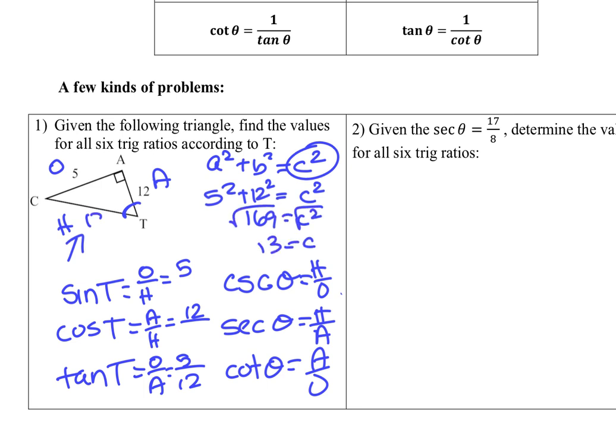Now, we're, of course, going to get radicals here, but I'm just choosing not to put those in right now. Okay, I put those in. Now, if I want to find the cosecant, secant, or cotangent, I just flip them. So 13 over 5, 13 over 12, and 12 over 5.